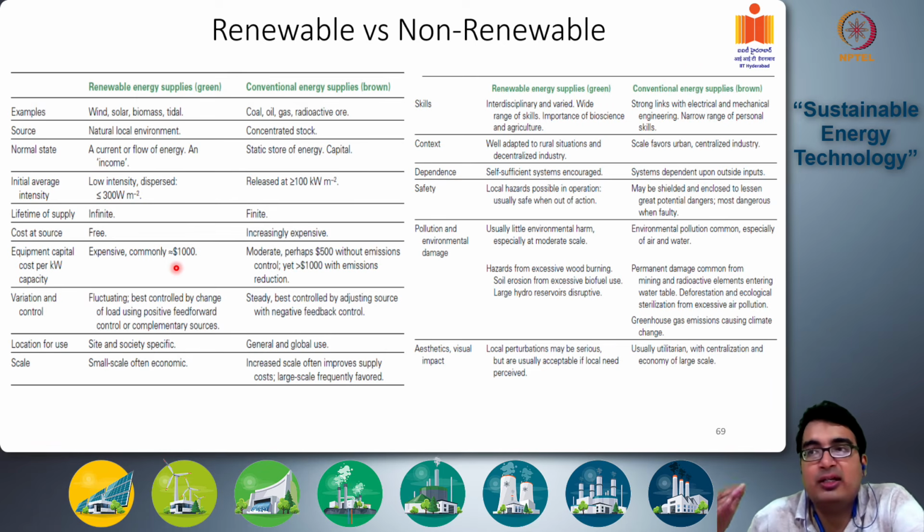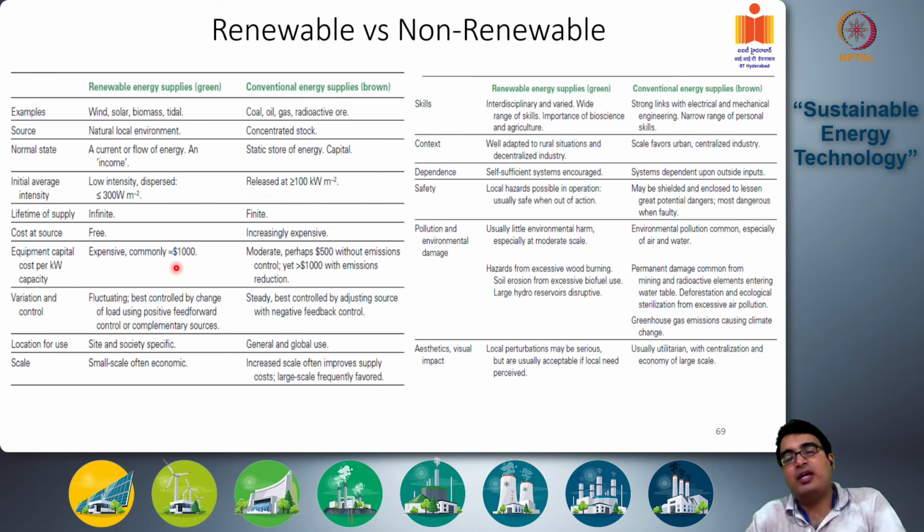So the initial cost of capital equipment is much larger for renewable supplies than for non-renewable supplies. And it also explains why our initial industrialization happened with conventional energy sources. It happened that way because the technology to harness concentrated stocks is much easier to develop than technology to harness much more diluted stocks of energy.